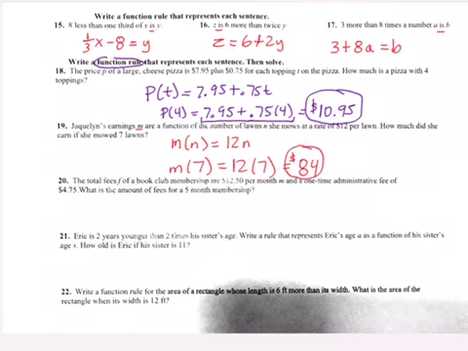The total fees F of a book club membership are $12.50 per month and a one-time administrative fee of $4.75. What is the amount of fees for a 5-month membership? All right, so we've got F of M, because the fees is the dependent, M is the independent, so it's the input. We've got $12.50 per month, plus the administrative fee of $4.75. And here they want to know what's the cost going to be for a 5-month membership. So we're plugging in 5 for M.